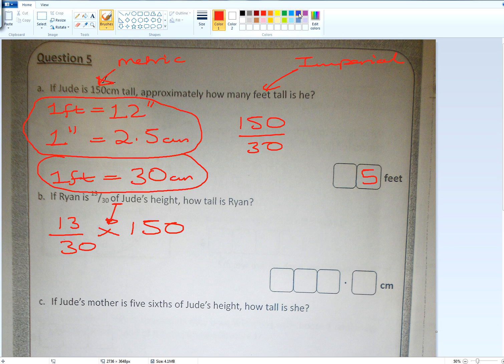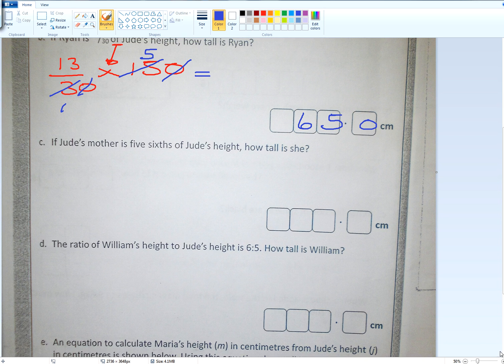Okay, let's work that out. Divide that by 10, divide that by 10, cancelling diagonally. Divide that by 3, divide that by 3. So we're left with 13 times by 5 on the top, which will give us an answer of 65. Well done. That's the answer. Okay, lovely. So far, so good.